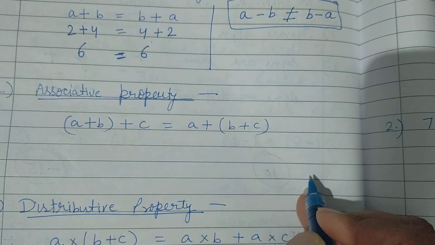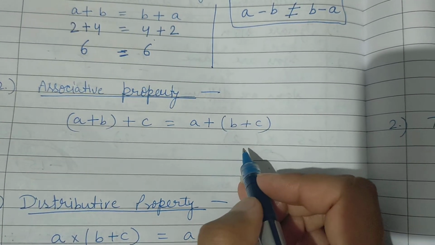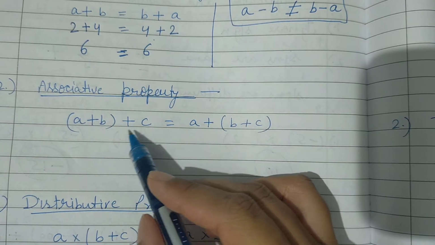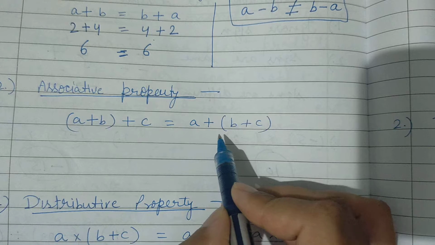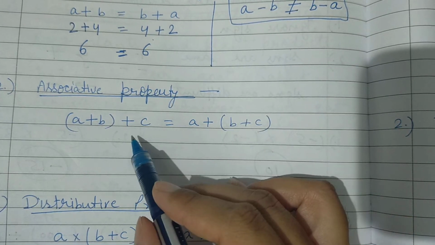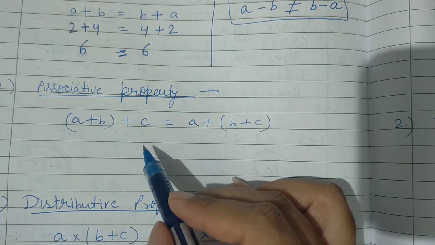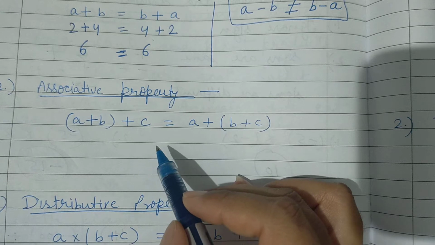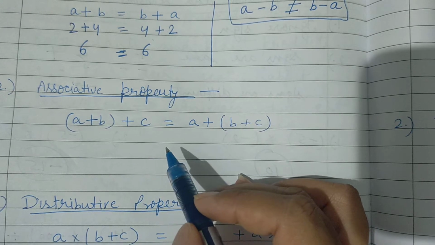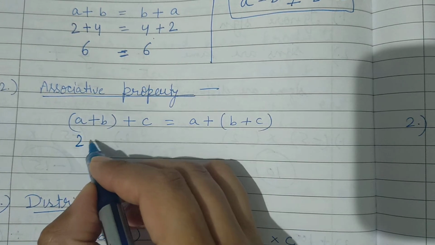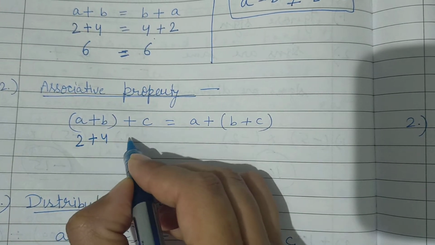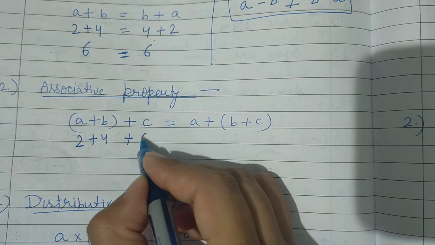Second property is associative property. This property says a plus b plus c is equal to a plus b plus c, with the grouping changed. Here there are three numbers a, b and c. A, b and c are numbers. We can take any numbers. Suppose I take a 2, b 4 and c 6.